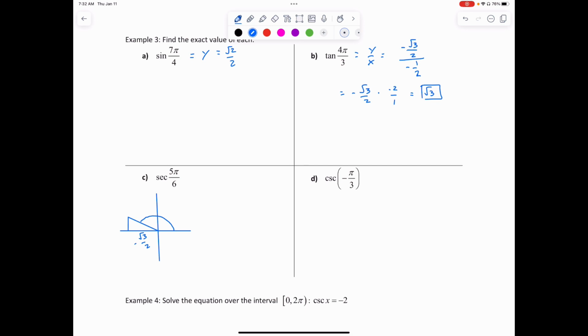left. So since this is just 1, or I could say r over the x value, of course, r is 1. This is 1 over negative radical 3 over 2, or in other words, the reciprocal, which is negative 2 over root 3. We can rationalize the denominator, multiply by radical 3 over radical 3, and get negative 2 radical 3 over 3 as my final answer.